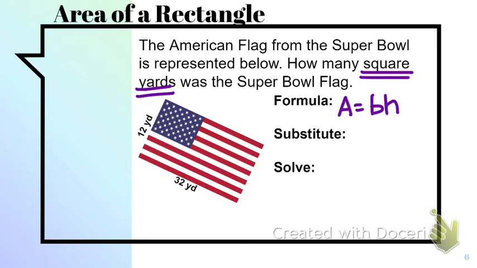Next, we are going to substitute. So I can see here that this flag has a base of 32 yards and a height of 12. So I'm going to write 32 times 12. I know this is my base and height because it meets at a right angle. So I'm going to go ahead and solve this. Please pause and solve it and resume when you're ready.